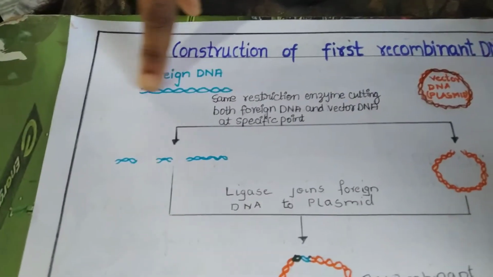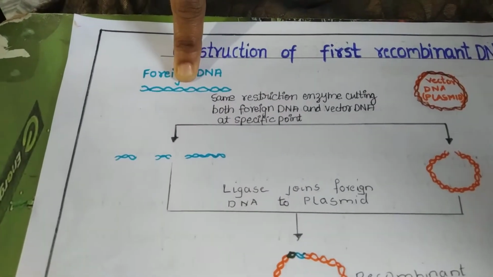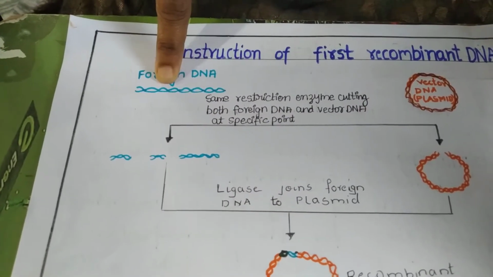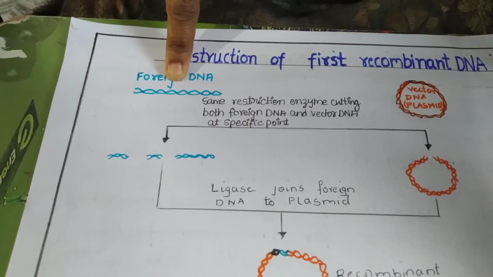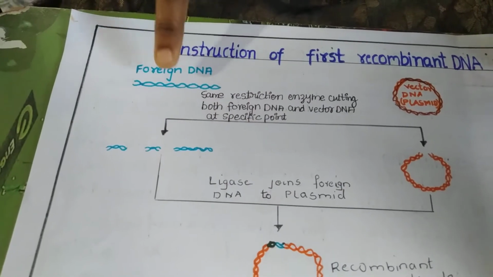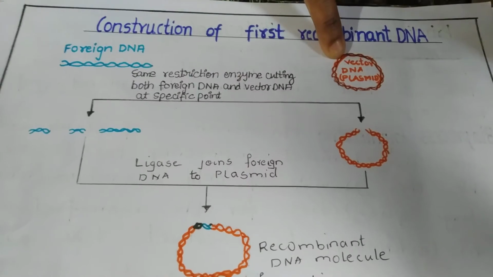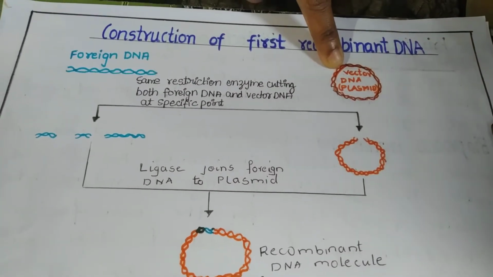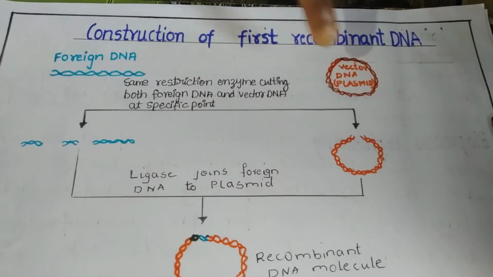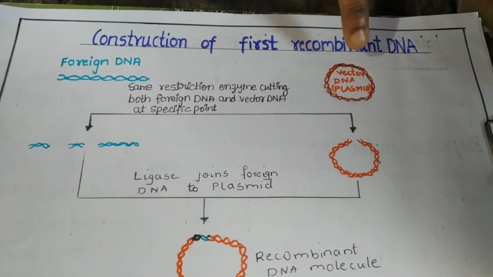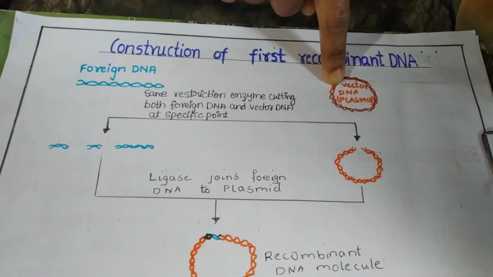Here they have taken a foreign DNA, which is taken from a plasmid that has antibiotic resistance, and this has to be inserted into the plasmid of Salmonella typhimurium. So both this foreign DNA and the plasmid DNA are going to act as vectors.